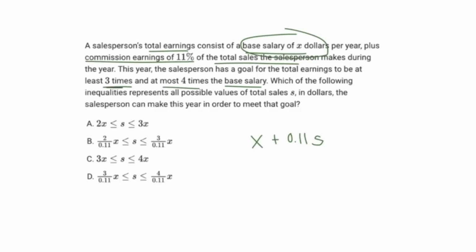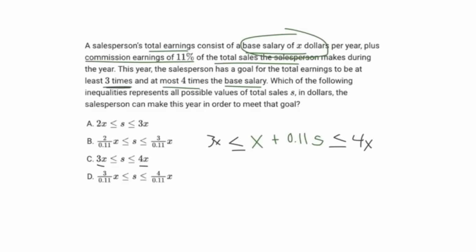We know that it has to be at least 3 times the base salary. So 3x is less than or equal to our total earnings, and at most 4 times the base salary, so that's less than or equal to 4x. Now looking at our answer choices, none of them actually line up. C is similar, with 3x and 4x, but it just has S in the middle, whereas we have x plus 0.11s. Therefore, in order to get an answer that matches one of the answer choices, we need to simplify this inequality.